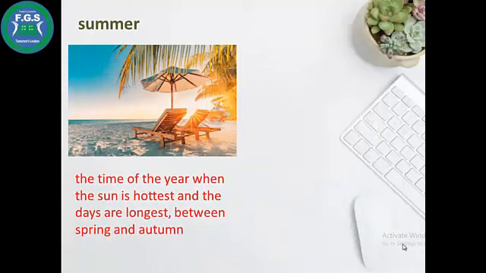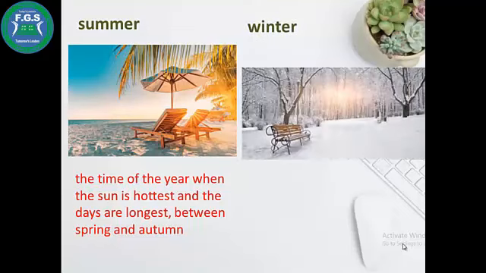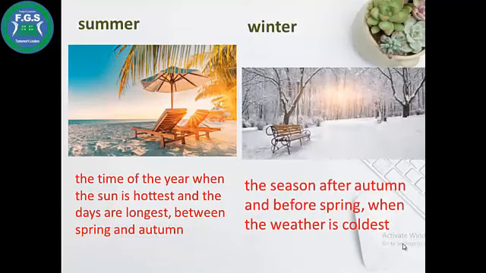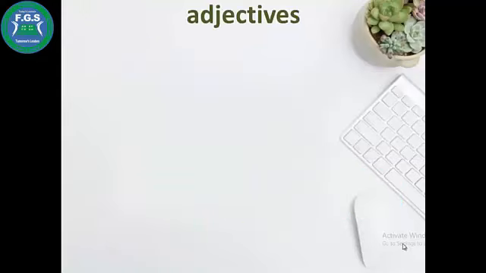Summer, the time of the year when the sun is hottest and the days are longest between spring and autumn. We call it summer. Winter, the season after autumn and before spring when the weather is coldest.